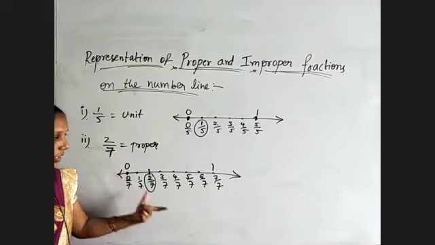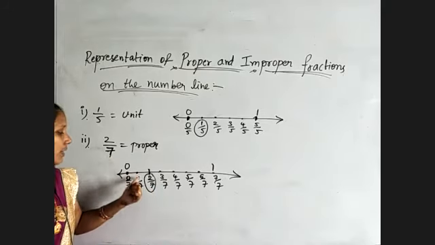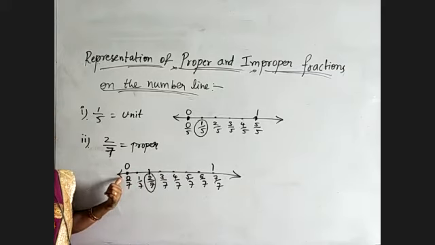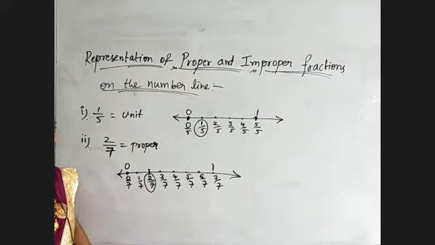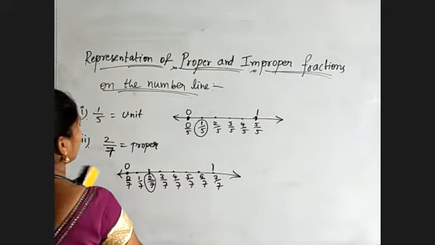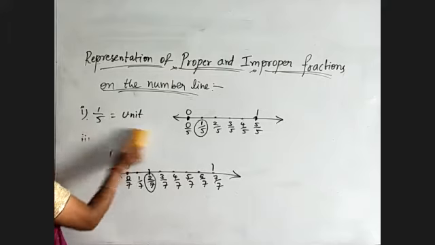Depending on the denominator, you need to take the points. That's all. Because denominator is 7, so we are starting with 1 by 7, 2 by 7, 3 by 7, like that. Before that, compulsorily, we must take 0. And after this, if we are having improper fractions, so this is about unit fractions as well as proper fractions. What about improper fractions?